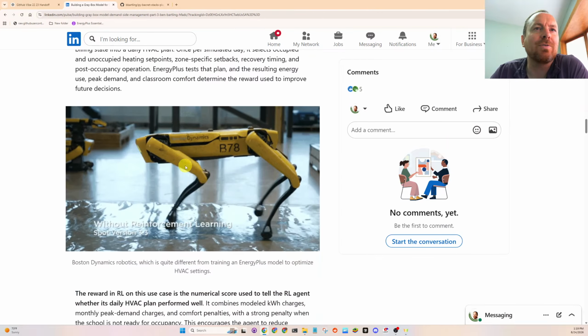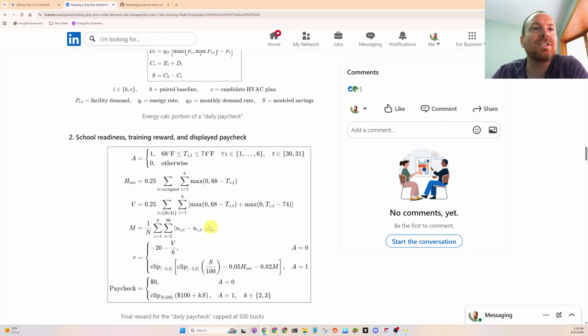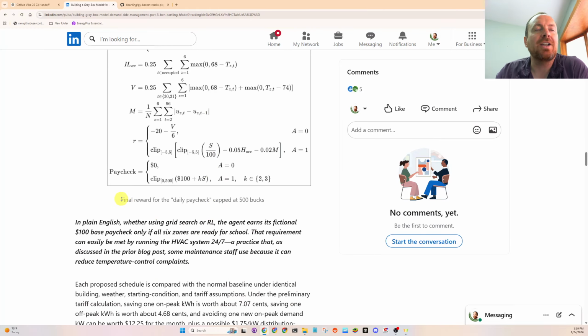So I'm going to go over this really fast. Of course, the GIFs didn't render in here. But basically, I used AI to come up with this reward policy that represents a human paycheck concept. So basically, if you get a $100 base check. Let's say you have to pretend that you were a building operator and you got paid exclusively if the building was at temperature for school.